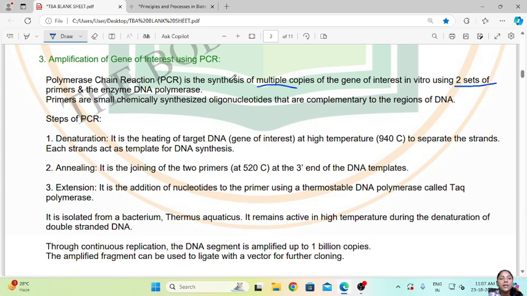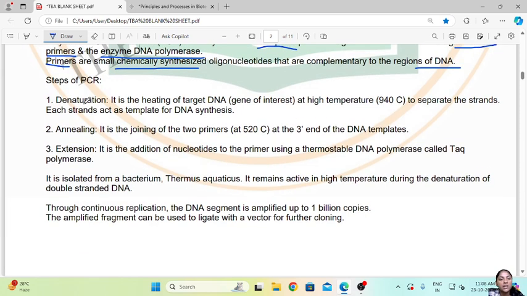We need two sets of primers and the enzyme called the DNA polymerase. What are these primers? These primers are small chemically synthesized oligonucleotides that are complementary to the region of DNA. Now let us see the steps of PCR, or the steps of polymerase chain reaction.